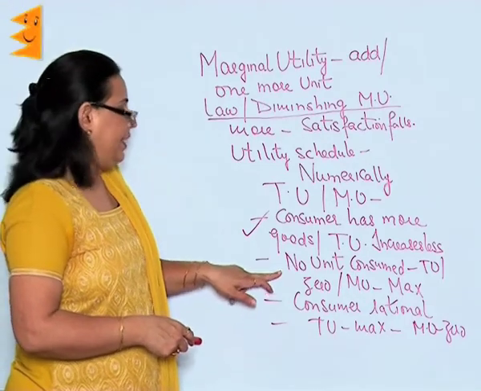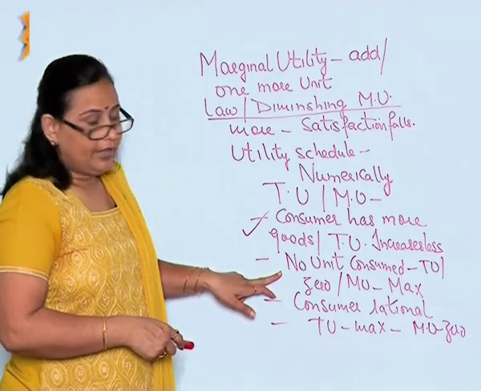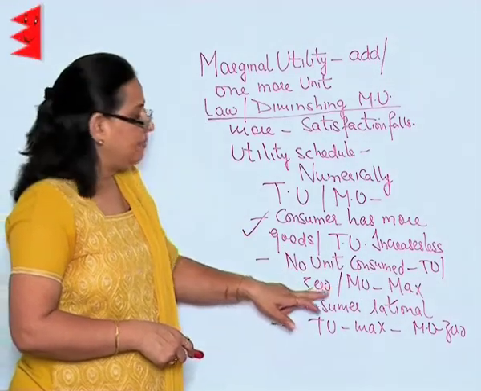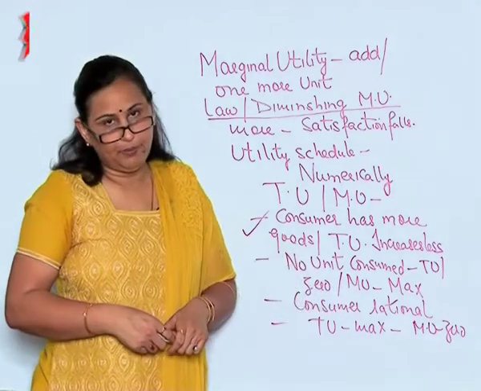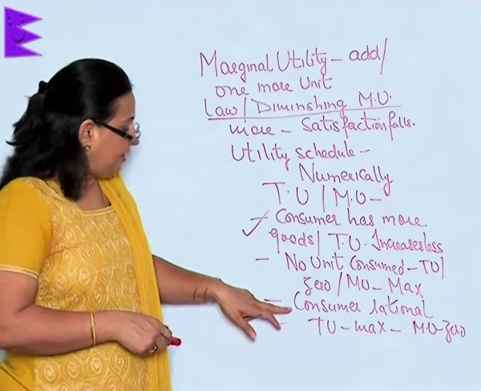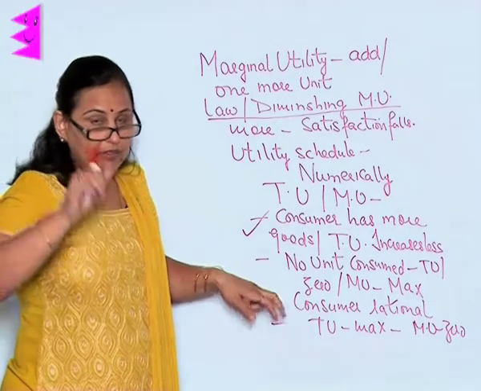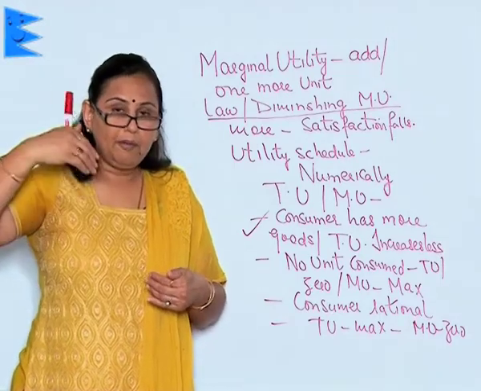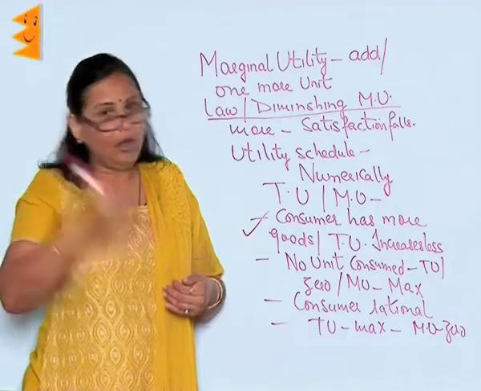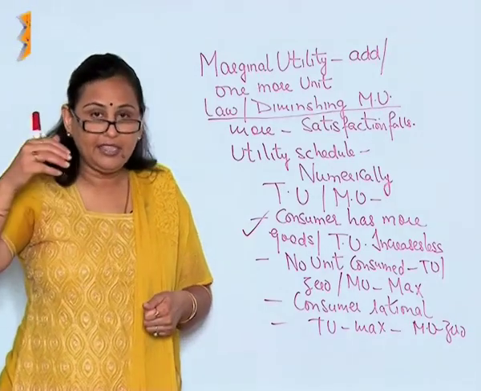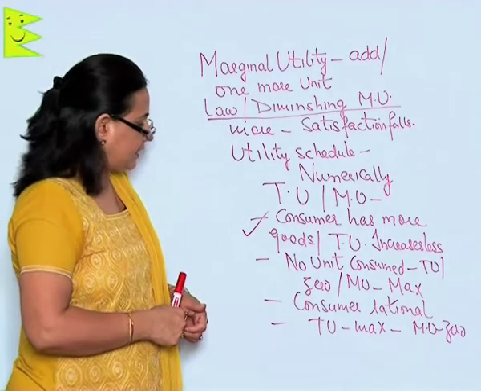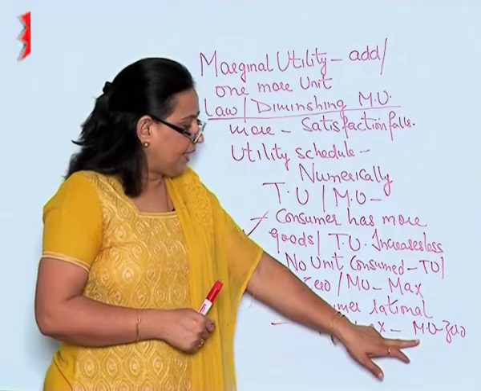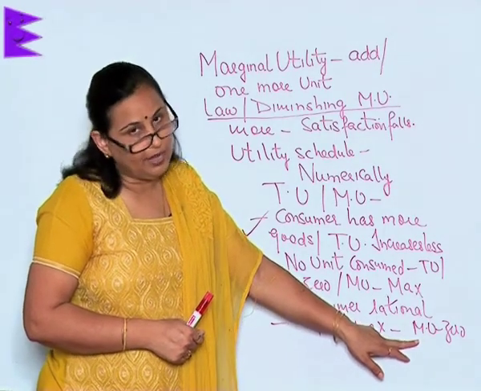When no unit is consumed, that is the time that the total utility is 0 and the marginal utility is maximum. And if a consumer is rational, he will stop after a certain point of time because he will know that more unit addition is not going to give him any satisfaction. He doesn't need those more number of units. And when total utility is maximum, that is the time that the marginal utility becomes 0.